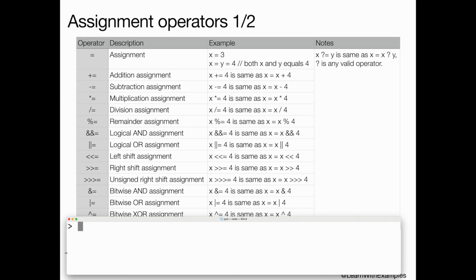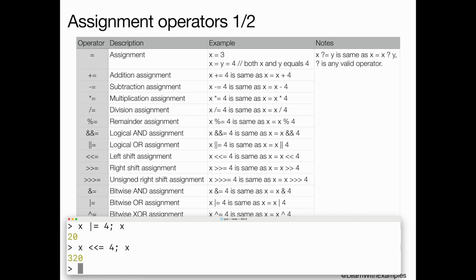For example, x equals y equals 4. This will not only assign 4 to y, but also assign the value of y equals 4, which is also 4, to x. The previously mentioned operators that work on two operands can also be combined together with the assignment operator. For example, x multiply equals 4. This is the same as x equals x times 4. X or equals 4. It's the same as x equals x or 4. X left shift equals 4 is the same as x equals x left shift 4.